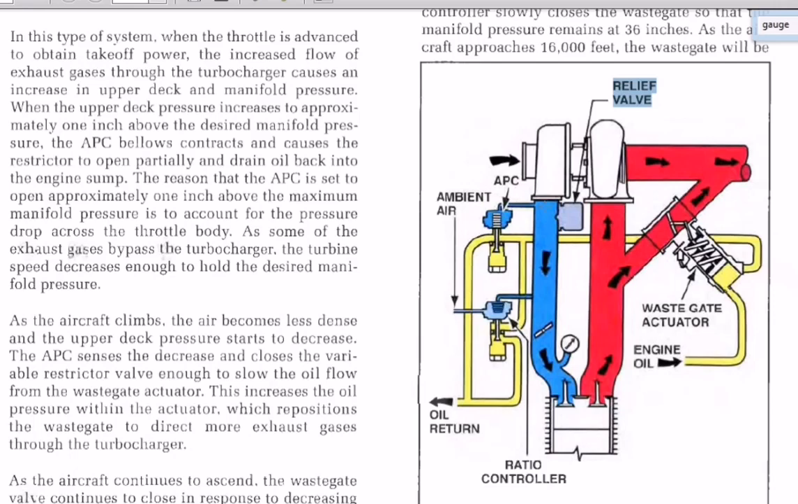Macam bagi pressure dalam upper deck ni berbeza lah. Bila upper deck punya pressure berbeza, pergerakan bellow ni pun akan berbeza. It is indirectly controlling, but it has no direct control over the position of the wastegate. Only the ratio controller and the APC have direct control, because they have this needle valve to open and close the passageway of the engine oil. So when you block the engine oil, pressure will build up here and the wastegate closes. If you allow the oil to flow, then there is no pressure build up, the piston will go down, the wastegate will open. So only the APC and the ratio controller.